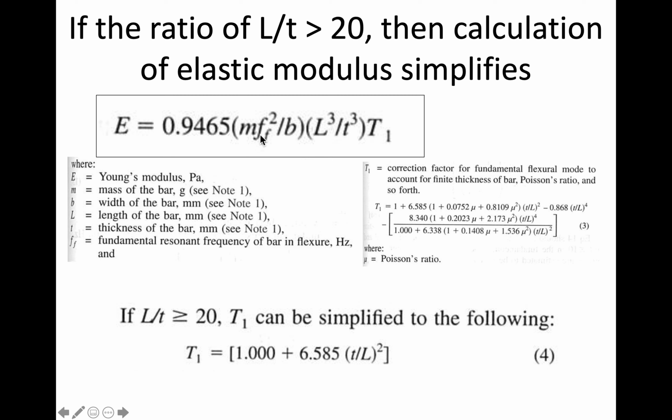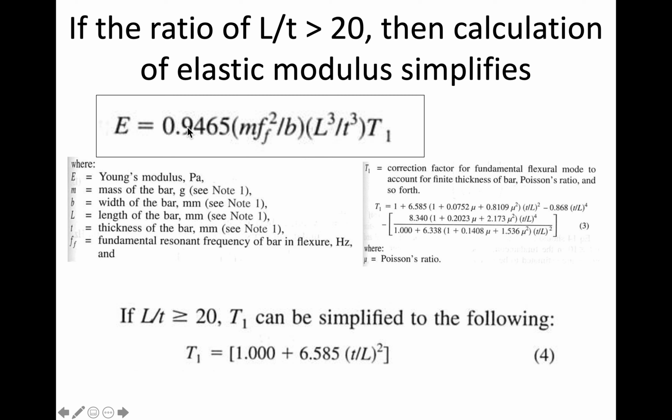But afterwards, we can calculate the modulus. So we have the correction factor here. And then if we go through the others, lowercase t is the thickness. Capital L is the length of the bar in millimeters, as you can see over here. We have B, which is the width in millimeters. And then we have mass in grams. And we have this f_f, which is the fundamental resonant frequency in flexure. So this is the frequency that you get from our software when it's in the flexure mode. And then we also have a constant out in front.